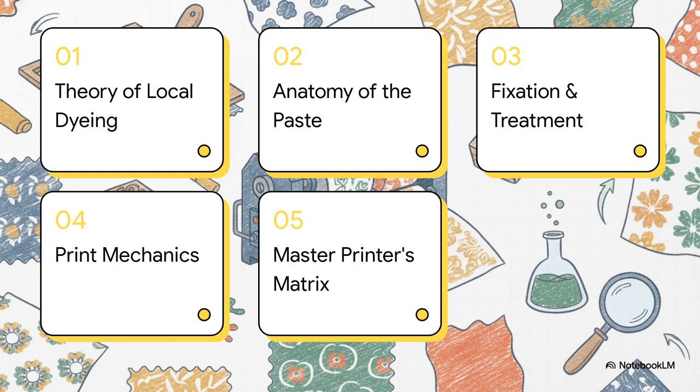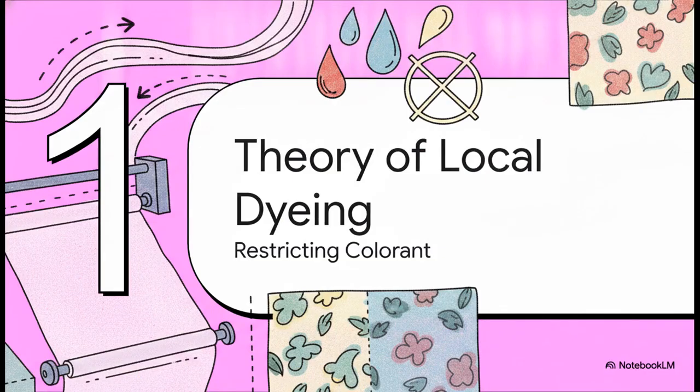Here is our micro to macro, recipe to reality roadmap for this explainer. First, theory of localized dyeing. Second, anatomy of the paste. Third, fixation and post-treatment. Fourth, 4 methods of print mechanics. And finally, number 5, the master printer's matrix. Section 1. Theory of localized dyeing.